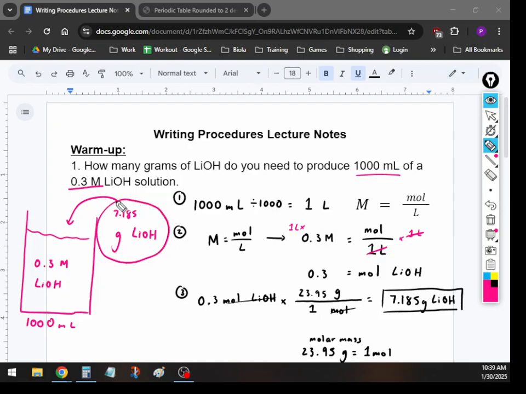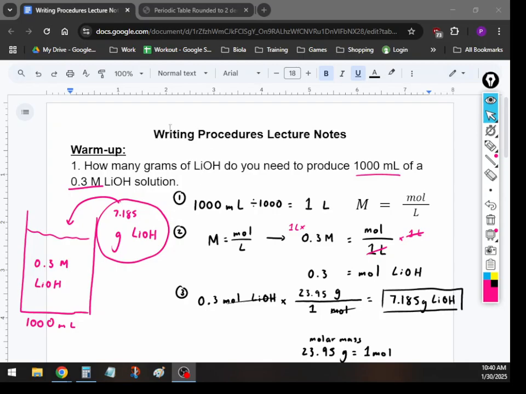Okay, so what we did was we figured out how much LiOH we need in order to make the solution that it's asking us to find. And that's what I'll be doing in our lab coming up. I'm going to be telling you guys, I want this size and this strength of a solution. How are you going to make it? And this is how you calculate that out.